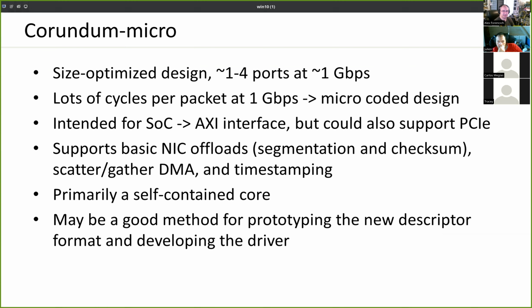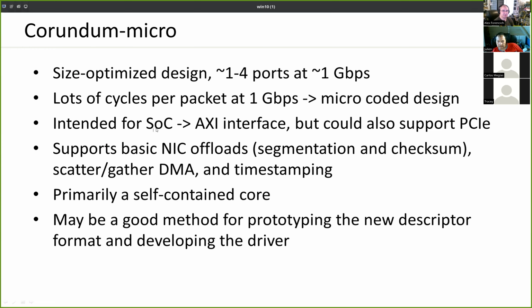So a little bit more detail on each of these. Corundum Micro, the idea is that it's going to be a size optimized design that will use lots of cycles to do things. Because at 1 gigabit per second, you've got potentially 64 cycles per packet minimum to do stuff. So that means you can, I don't know about toss a soft core at it necessarily, but you can have a micro-coded sort of design, like a custom CPU, but very stripped down and very specialized, with the potential for providing a very small footprint.